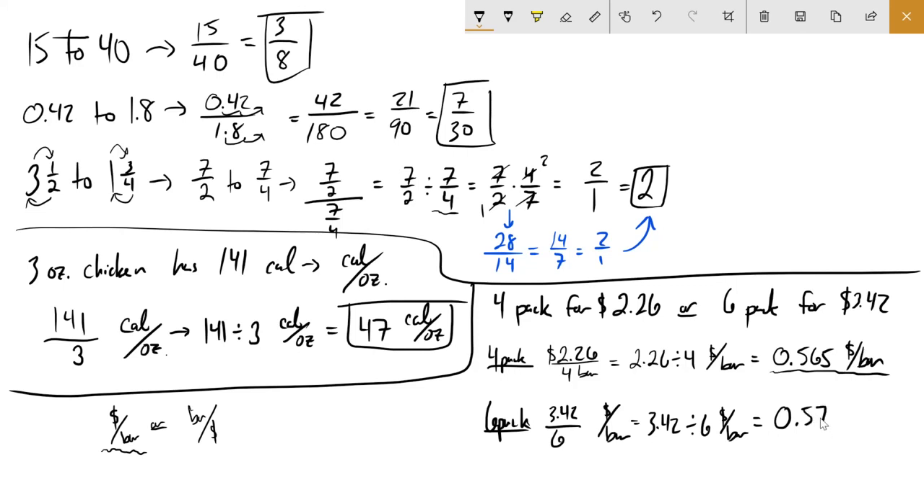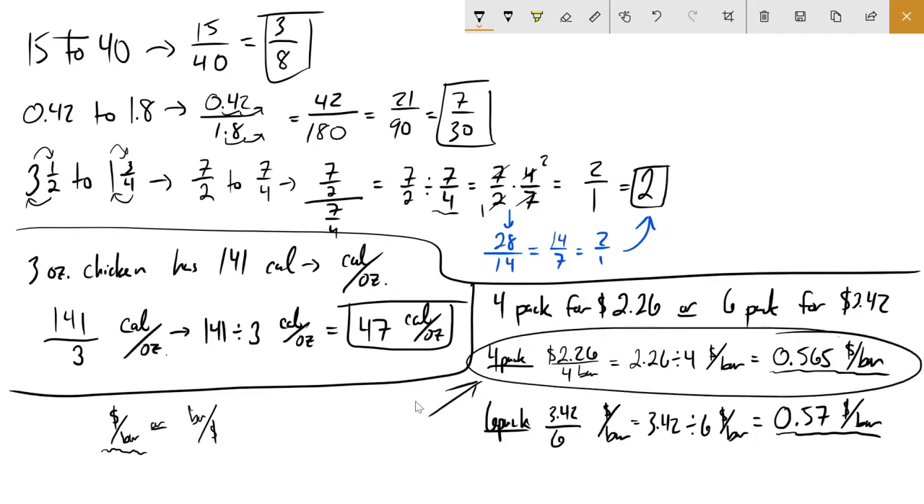0.57 even? Yeah. So these are actually pretty close in price. In fact, if you round them, they are the same. But which one is technically smaller? Which one's cheaper? This one right here is the better value. It's only slightly, but it is the better value. So the 4-pack is actually the better value, because if you're going dollars per bar, you want the cheapest amount of money for a single bar. That's the better value.